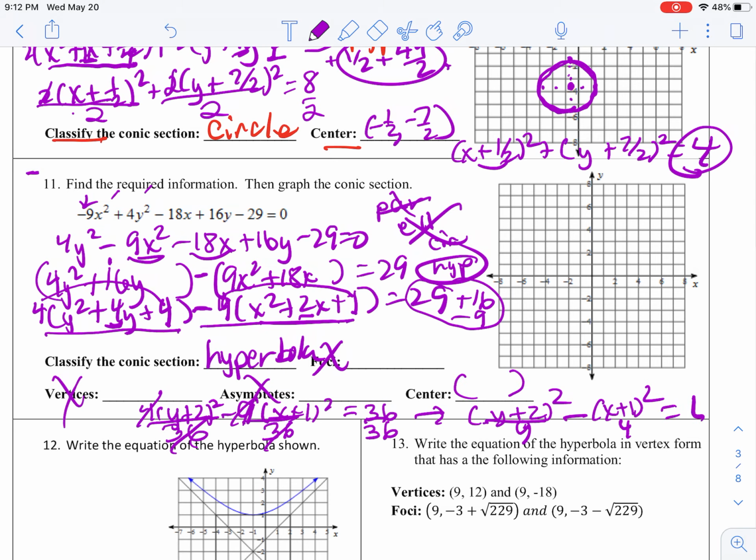Now be really careful with your center. Follow your variable. This is y plus 2 and x plus 1. So my center is negative 1, negative 2, because you're looking at your variable, what it's paired with. Now I'm going to count, this is a 9, so I'm going to count 3. But I'm going to count up and down 3 because it's underneath the y coordinate. So I'm going to go up 1, 2, 3, and down 1, 2, 3. Under the x is a 4. X's go across. So from my center, I'm going to go across 2 and back 2.